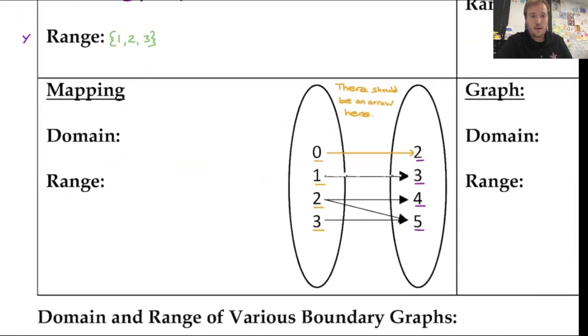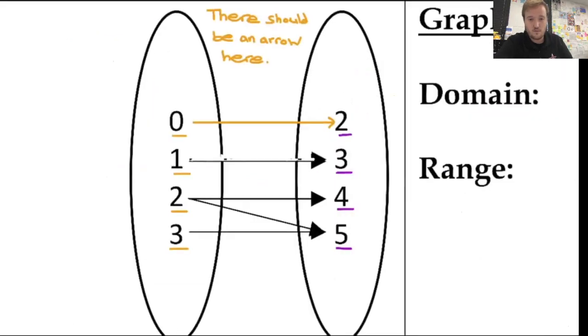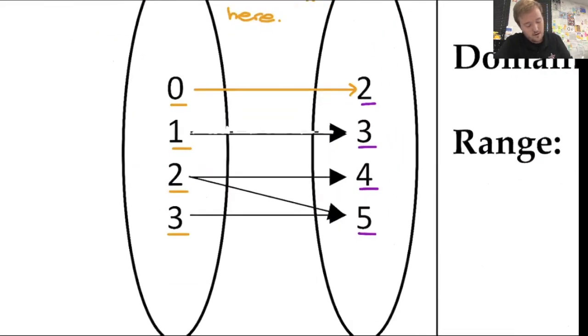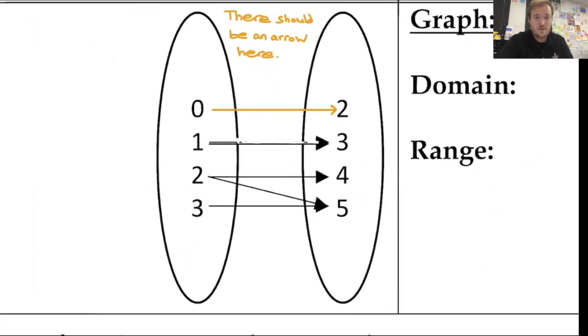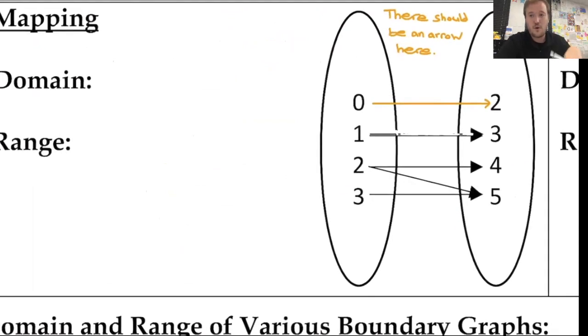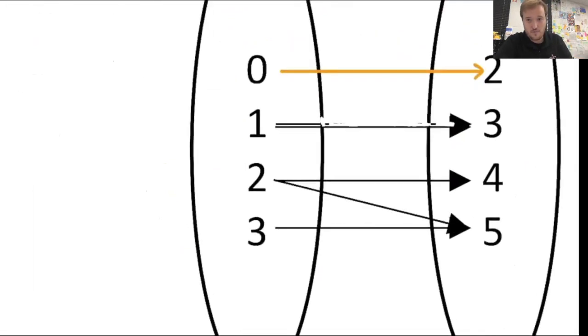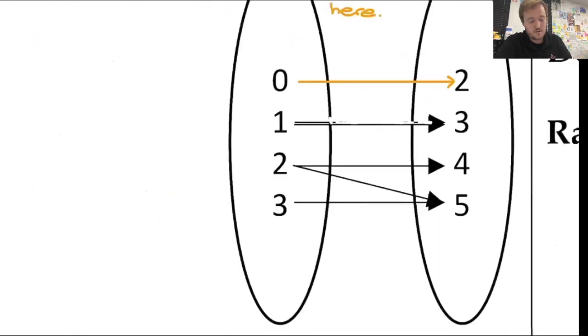All right, so now looking at mapping. A little FYI here, there was supposed to be an arrow up here where that orange arrow is. All right, so here's the thing. Doing domain and range for your mapping is actually the easiest one because a lot of the work is already done for you. Whenever you're doing mapping, the same idea happens where it has to be in order from least to greatest with no repeating values. So they've already done the work for you. You literally just have to copy and paste the numbers.